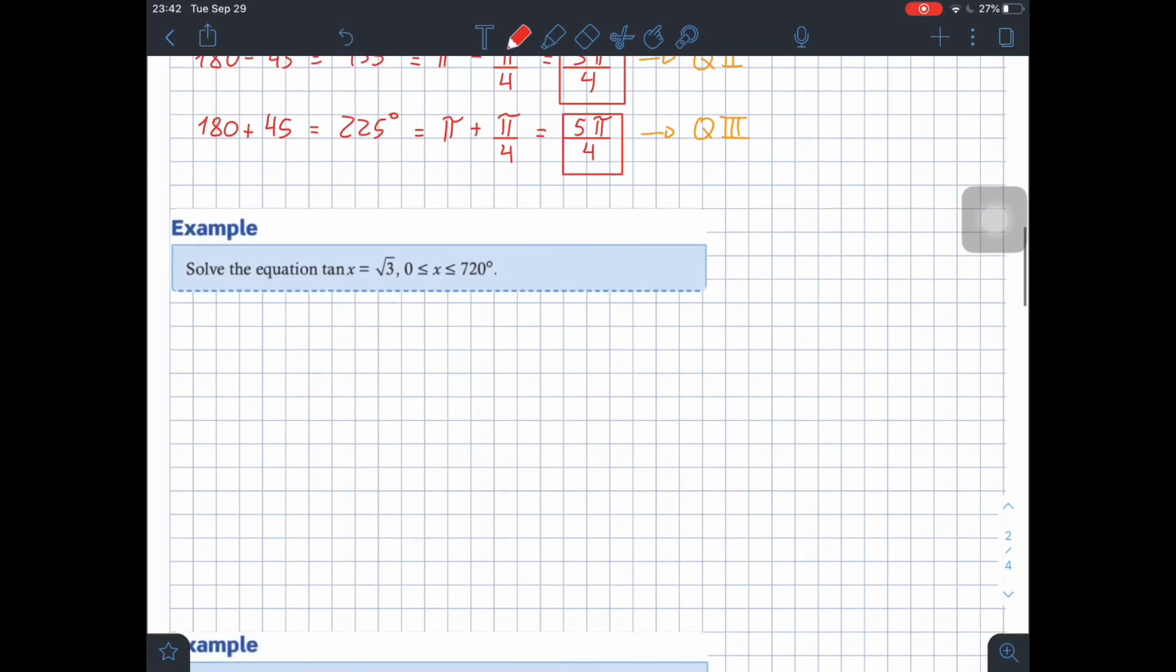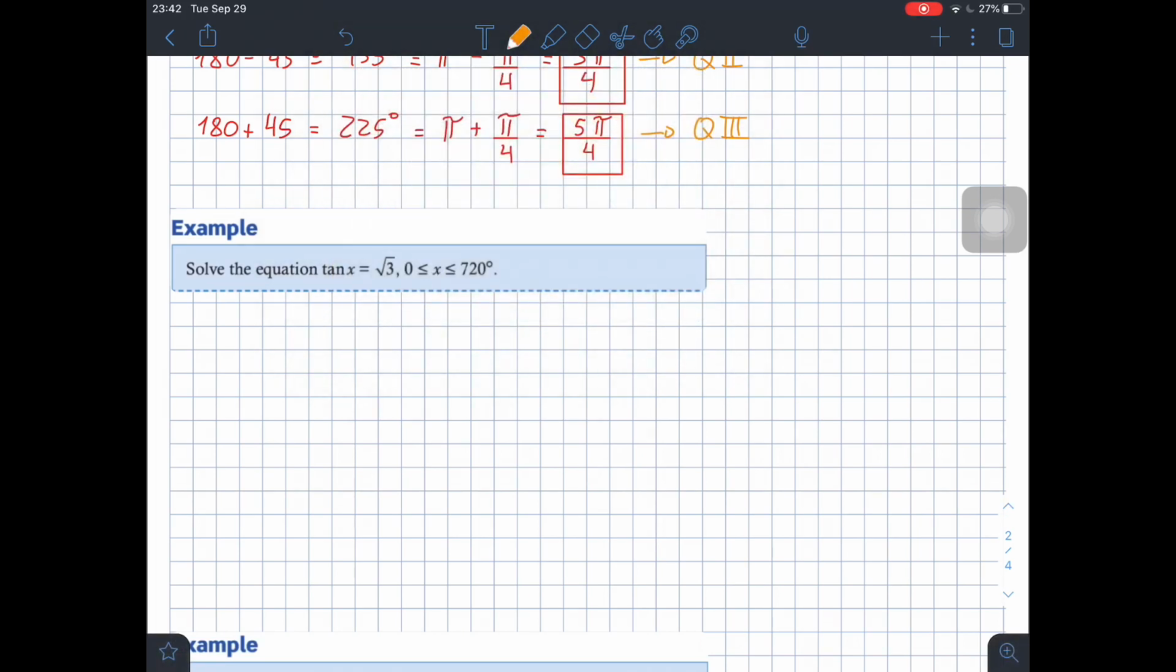It says, solve the equation. Now we have tangent of x equals square root of 3. And this is our domain from 0 to 720. 720 is 2 full rotations. So we need to consider 2 full rotations in order to find all of the answers.